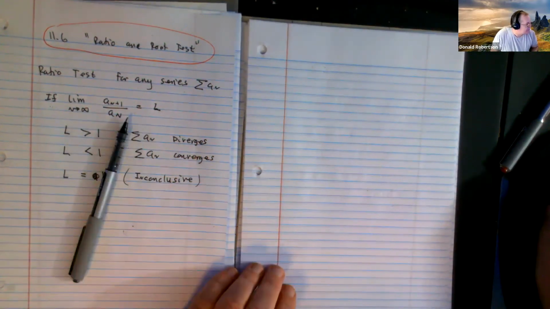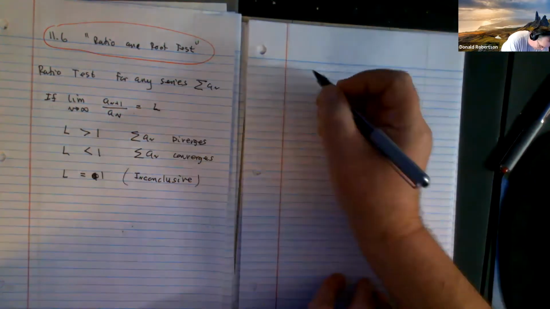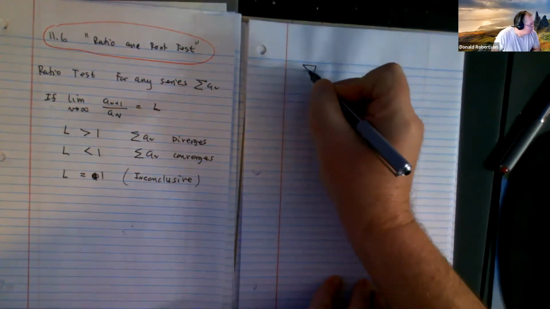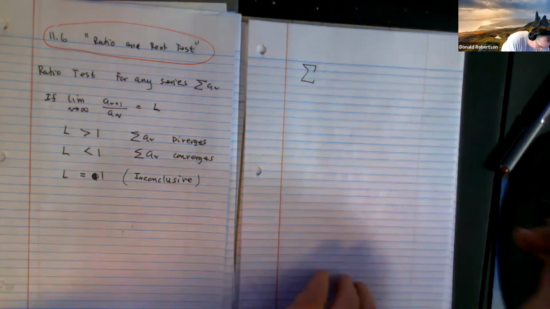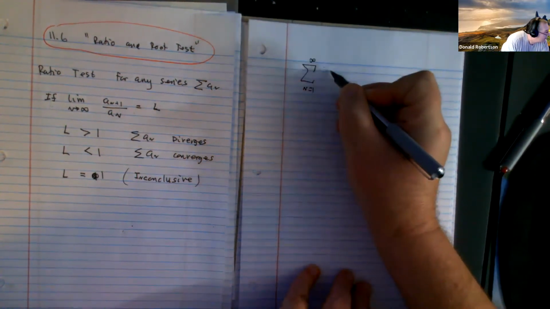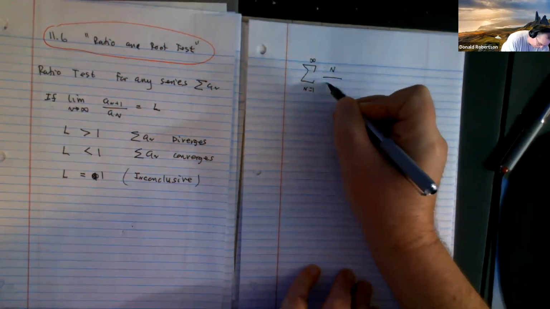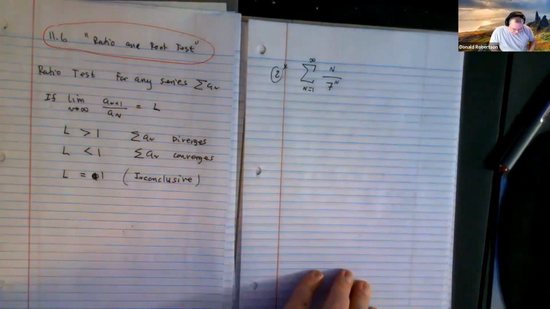So let's try that out in a ratio test. Let's see if I can find a homework question. If not, I can make one up. These are pretty easy to do. The sum from n equals 1 to infinity of n over 7 to the power n. This is a question that looks like that.